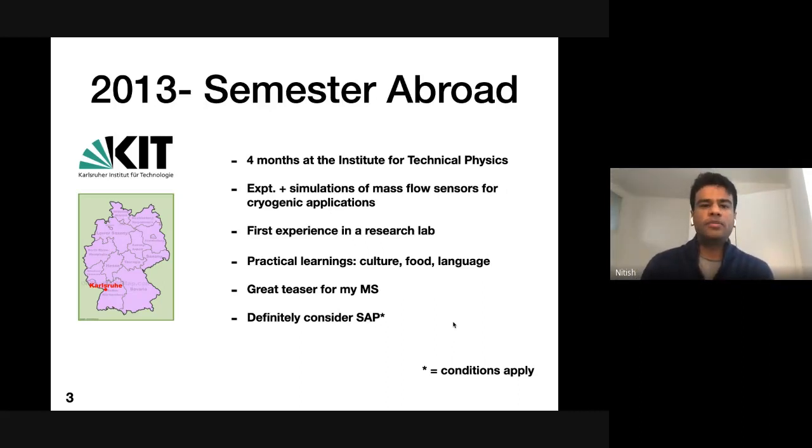But I think the best option would be, for instance, in the case of KIT, they actually give you a monthly stipend, and that is enough to cover your living expenses. And also I was able to save some money to travel around Europe. So if that's the case, then I think it's a very good opportunity, and you should definitely consider doing it. Although this year is probably not the greatest of times, from next year onwards, things get better. And I think SAP is definitely something you should keep in mind if you have ideas of pursuing masters abroad.